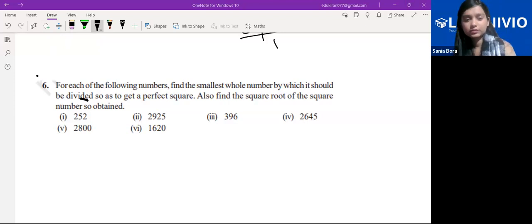Question number 6. Is this same question like yesterday we did? No. This is the question like we did last to last class. Like finding the pair, and whatever pair is missing, you will be dividing it. That one.